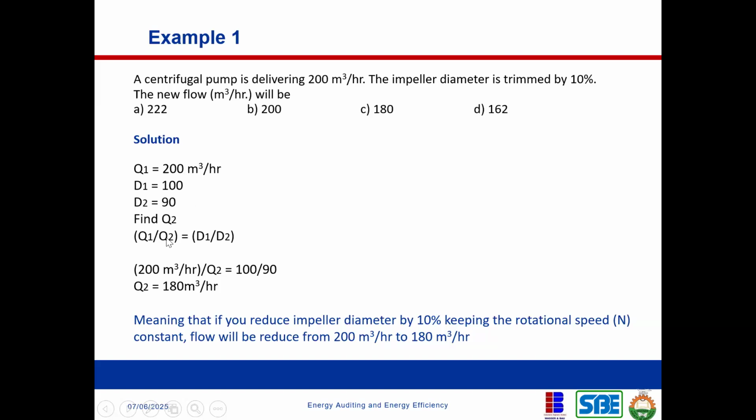So when we apply this formula, because we already know Q1, D1 and D2, and we're looking for Q2, when we substitute into this formula, we arrive at 180 meter cube per hour. So what this means is that if you reduce the impeller diameter by 10%, keeping the rotational speed constant, the flow will reduce from 200 meter cube to 180 meter cube.